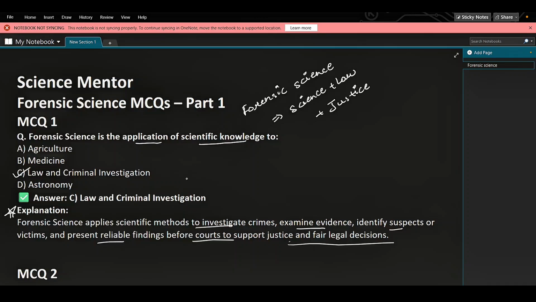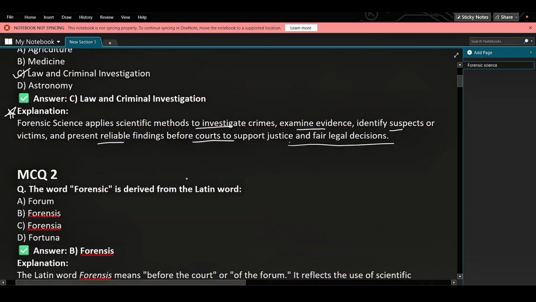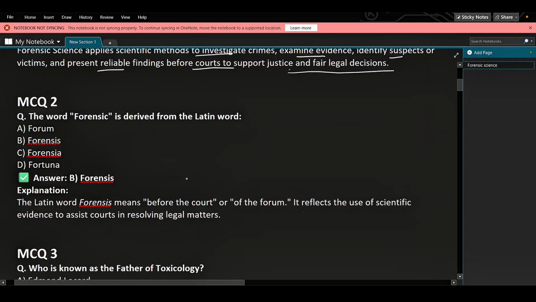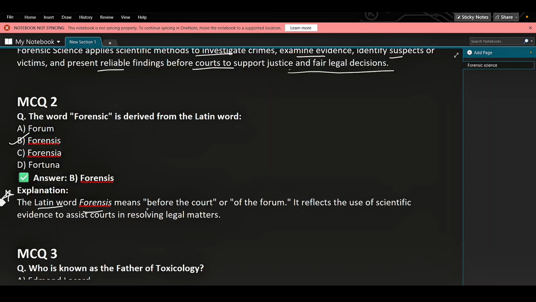Now let's move to the second question, which is: the word forensic is derived from the Latin word? Options are forum, forensis, forensia, fortuna. So the correct answer is forensis. Let's move to the explanation. It is derived from the Latin word forensis, which means before the court or of the forum. It reflects the use of scientific evidence to assist court in resolving legal matters. So the word forensic comes from the Latin word forensis.